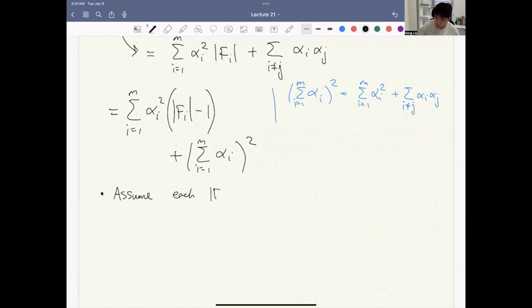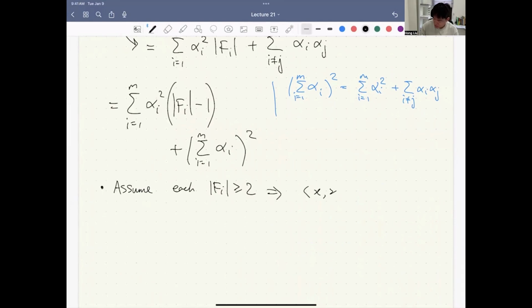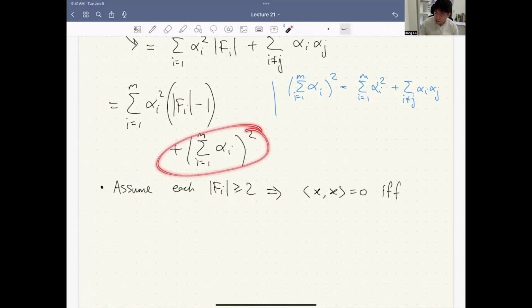each f_i is of size at least 2. For a moment, let's assume it's at least size 2. Then we are done. Why? This is not negative. We can throw it away. So that means this is 0 if and only if... So this is not negative, and this is positive when this is at least 2. That means it's 0 if and only if every alpha i is 0.